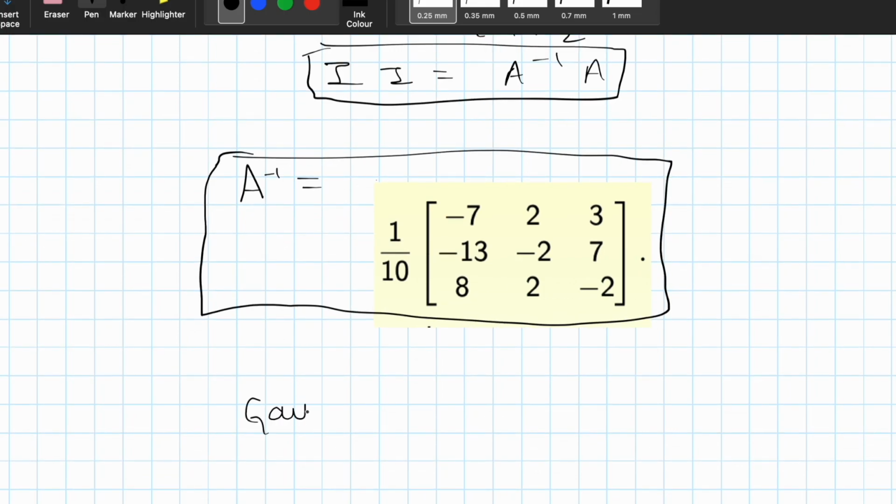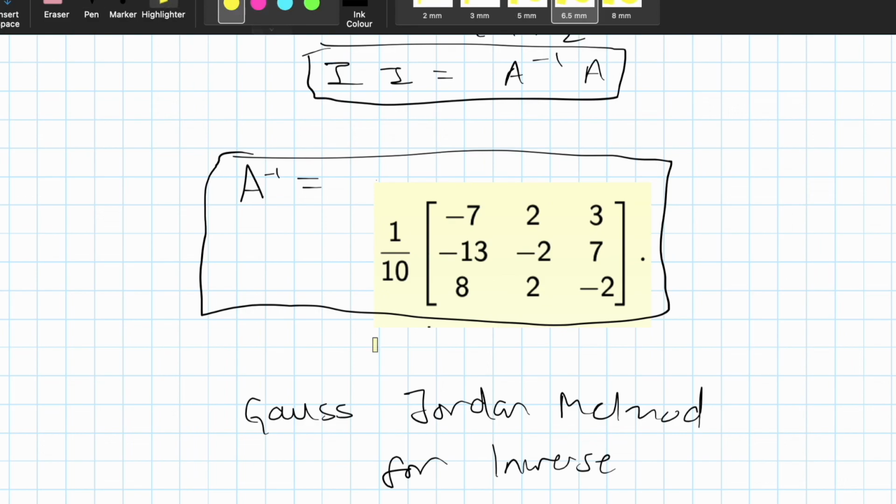And this was the Gauss Jordan method for inverse. So this is actually very important in mathematics. Actually, all computer systems like MATLAB, Simulink, Octave, these actually use these types of algorithms to compute inverses.